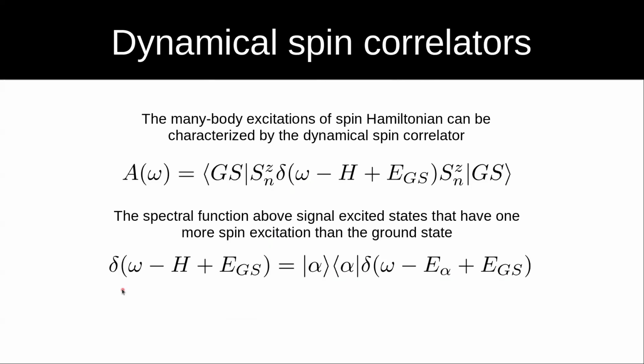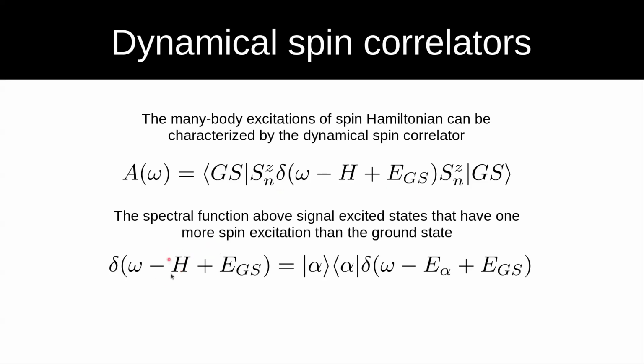A very useful way of looking at excitations in quantum magnets is by looking at something called a dynamical spin correlator. The dynamical spin correlator is also one type of expectation value, but it's a slightly sophisticated expectation value. So you take your ground state, you apply a spin operator. Now you put a delta function of the frequency minus the Hamiltonian, and again the spin operator, and then the ground state. It is much easier to understand what this actually means if you just represent the delta function in the basis of eigenstates of the Hamiltonian.